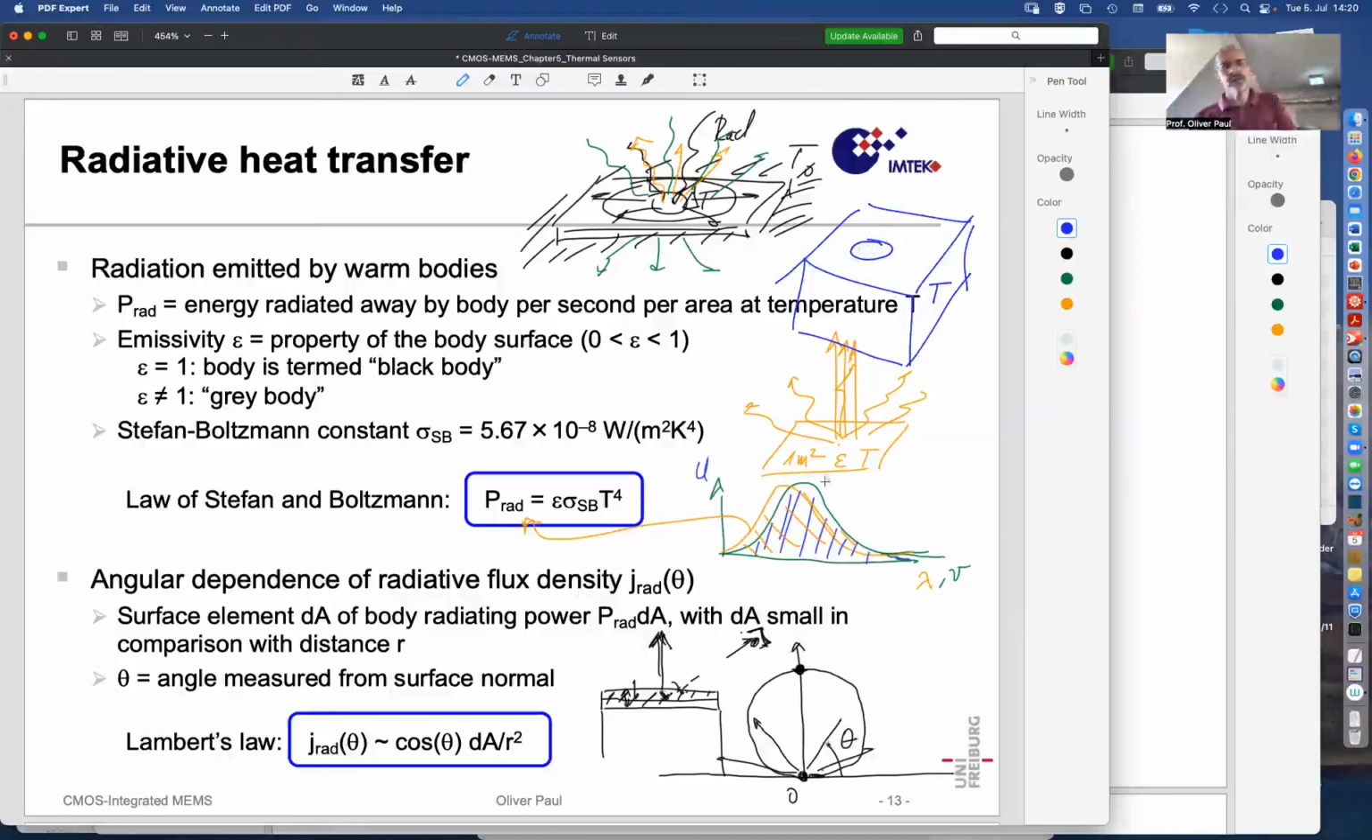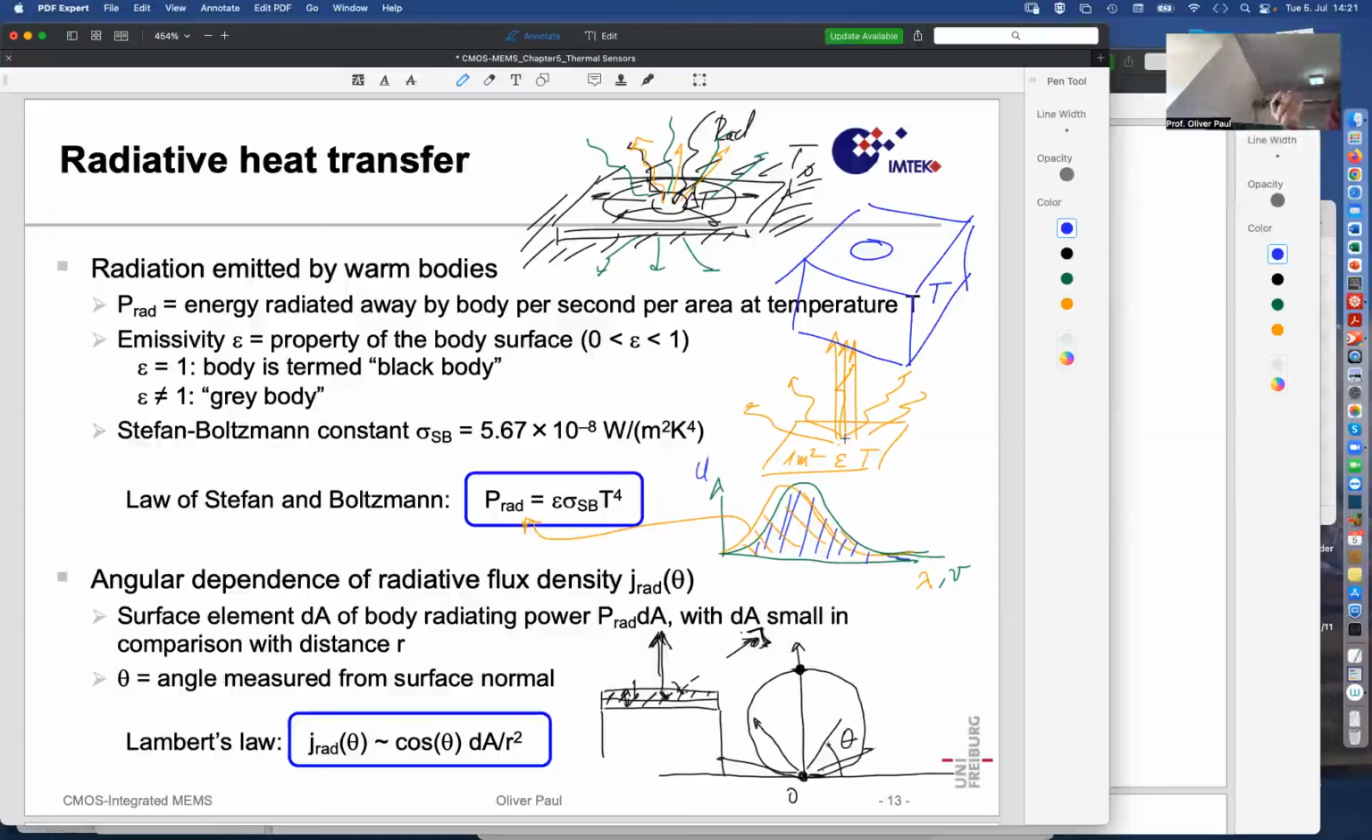And then we have this epsilon, which says that real surfaces of bodies don't emit like a black body. They emit less, with epsilon somewhat below 1. So they emit less, but as we will see, they also absorb less. A black body absorbs everything. This hole, if you let radiation come on top, it swallows it all.